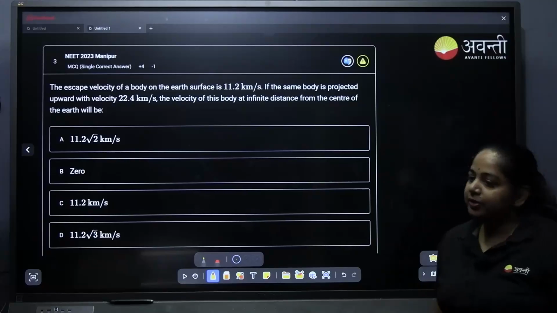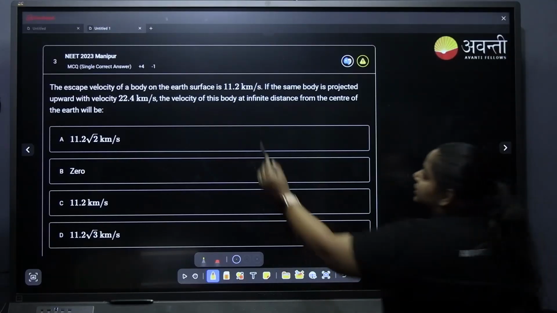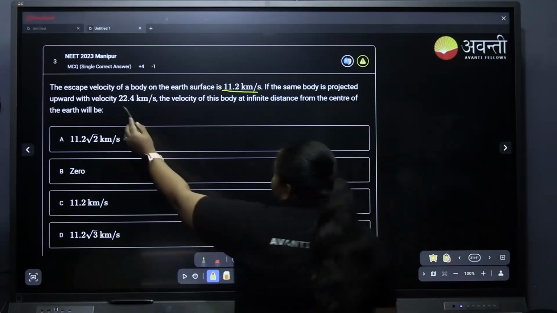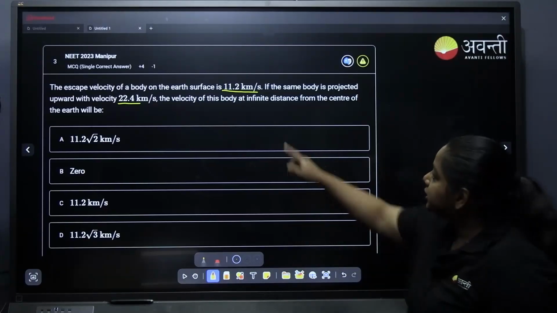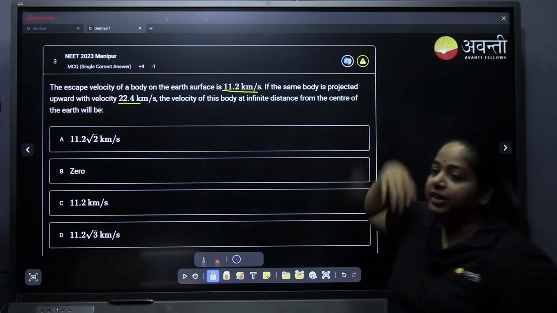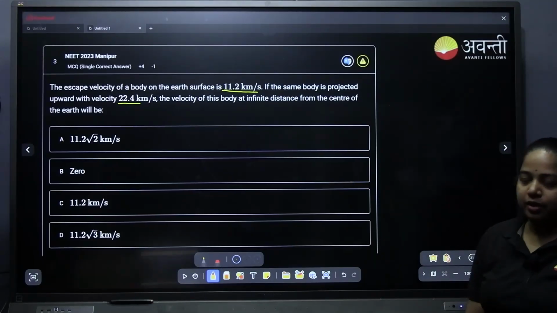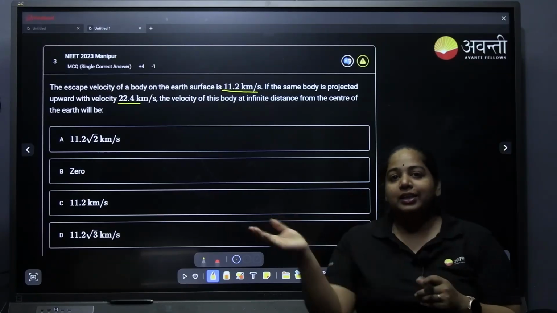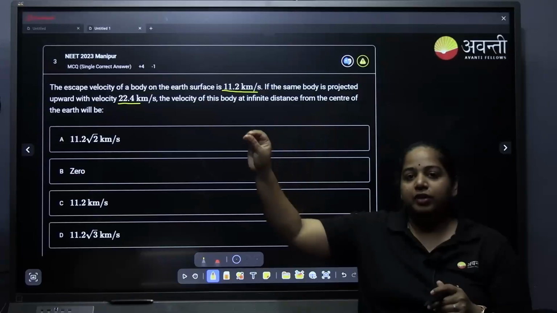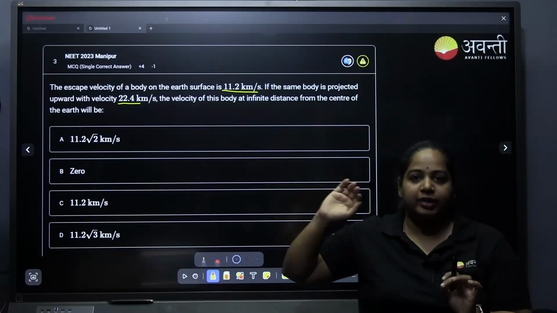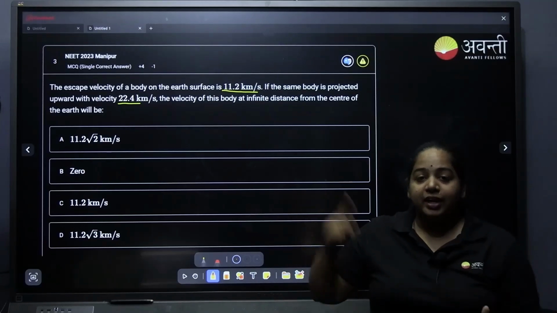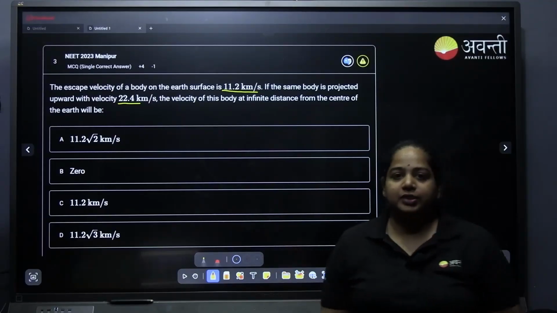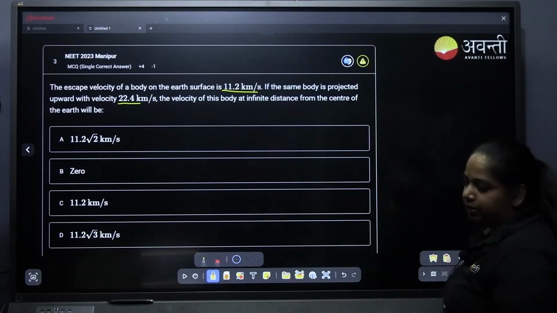Next one, escape velocity of a body on Earth's surface is 11.2 km per second. If the same body is projected upward with velocity 22.4, what is the velocity of this body at infinite distance from the Earth? Escape velocity means if we are throwing that with that velocity from Earth, at infinity it will go and stop. Okay, at infinity velocity will be 0. But we are throwing it with more velocity than escape velocity. So there will be some velocity at infinity that we have to find.